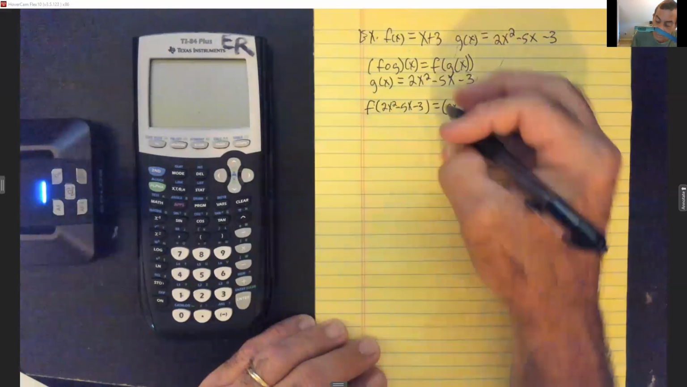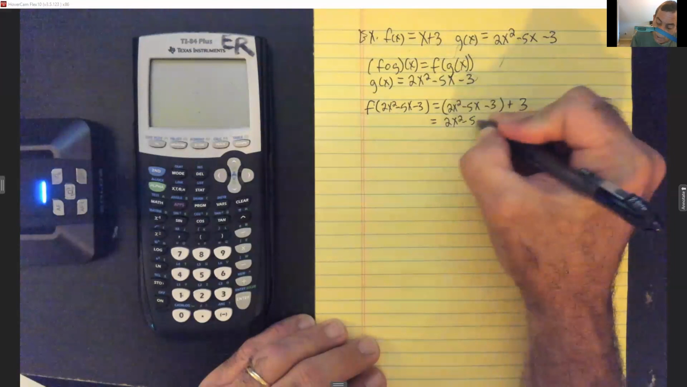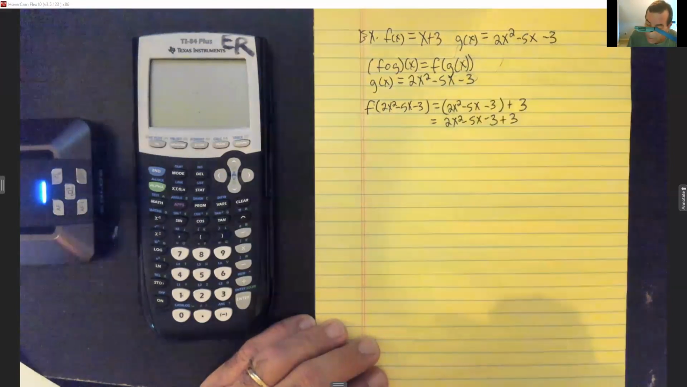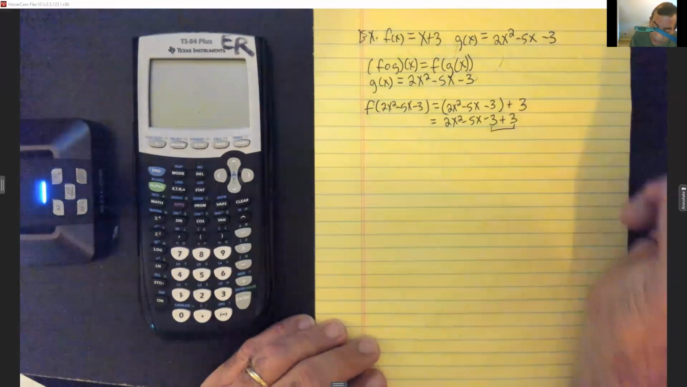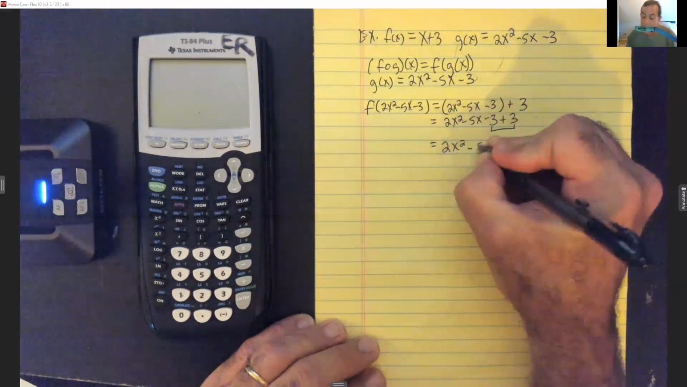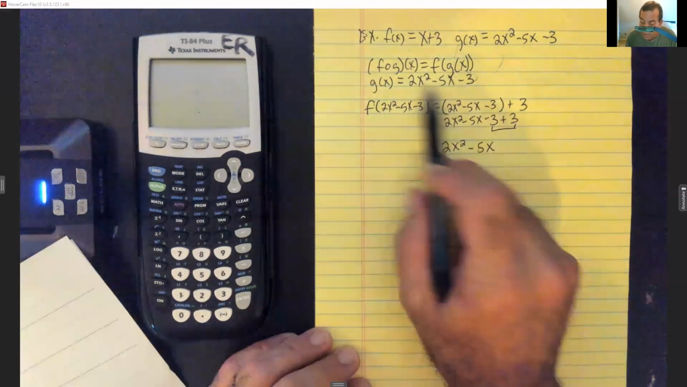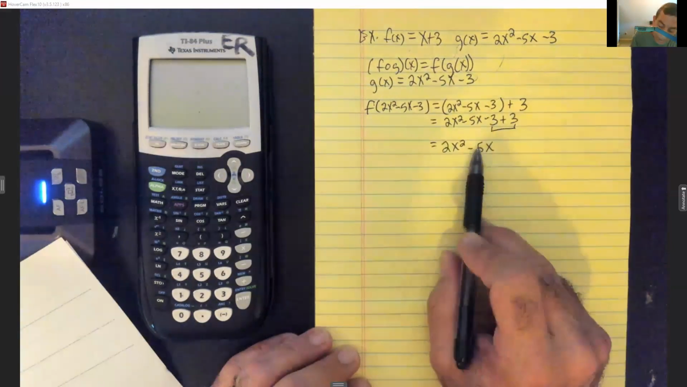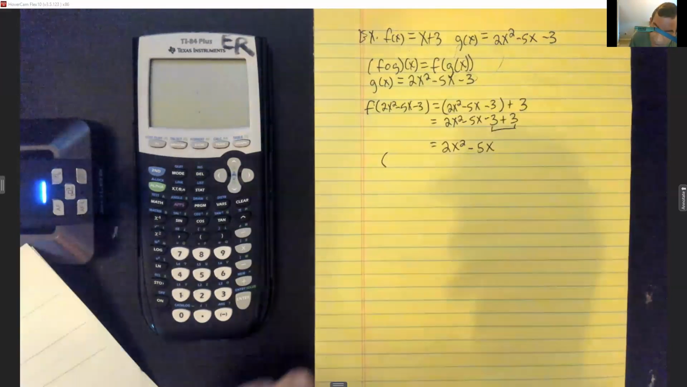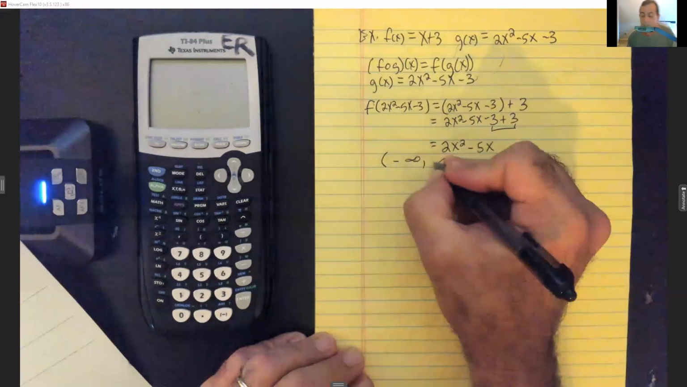All right, so let's see what happens. Drop the first parentheses, nothing in front of it. Bring down that positive 3. The only thing that looks like it's happening is these 3's are canceling, so my final answer is 2x squared minus the 5x. All right, I didn't have a fraction up here to worry about. I have no fractions down here to worry about. So in interval notation, my domain would be negative infinity to positive infinity.